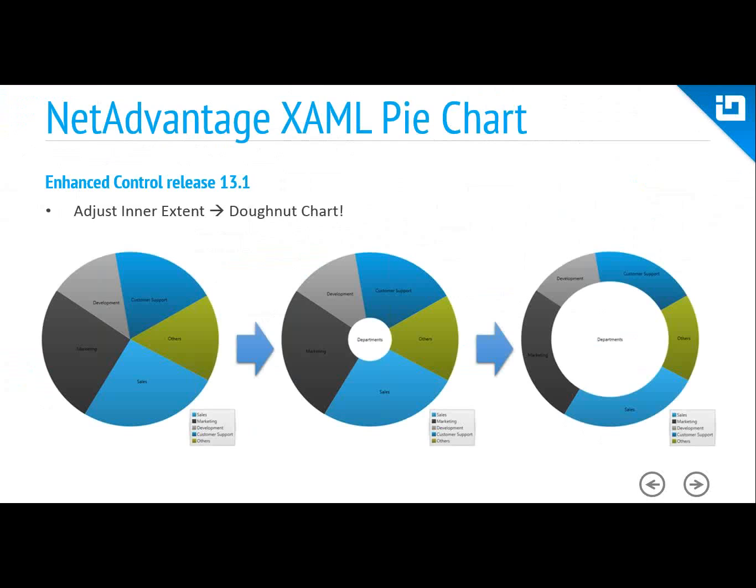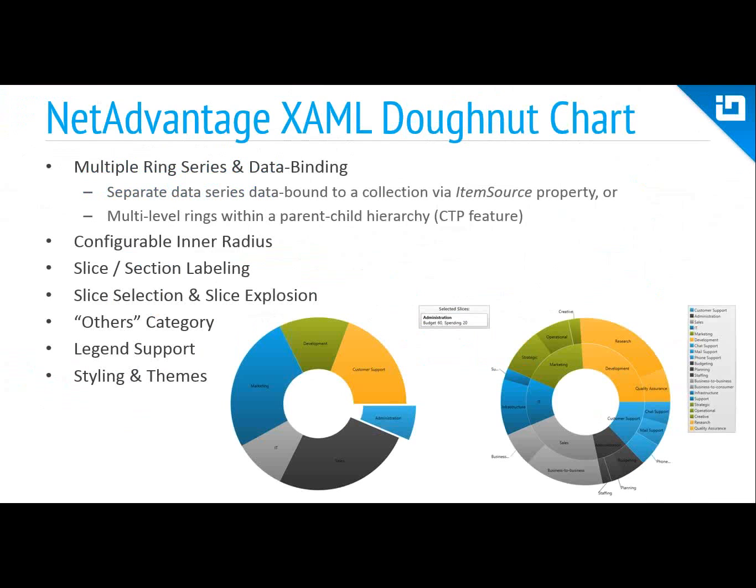But first of all, we introduced the inner extent property on the pie chart. The moment you set the inner extent, you can then have a central hole inside of it. You can have a small hole, a bigger hole, depending on how hungry you are with your donut. But in that case, it's simply going to turn a pie into what we would call a single series donut. If you want to do more advanced kinds of donut, well, we've got a new donut chart. It's a new control that we're introducing in 13.1.